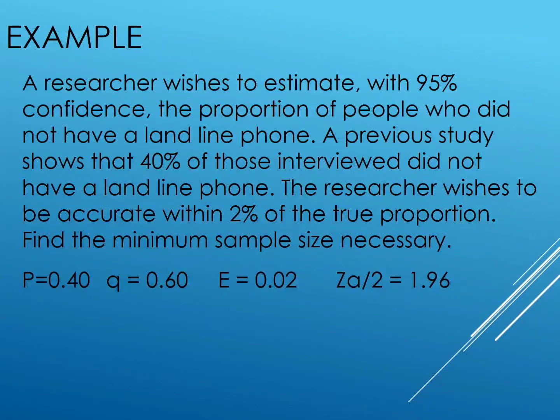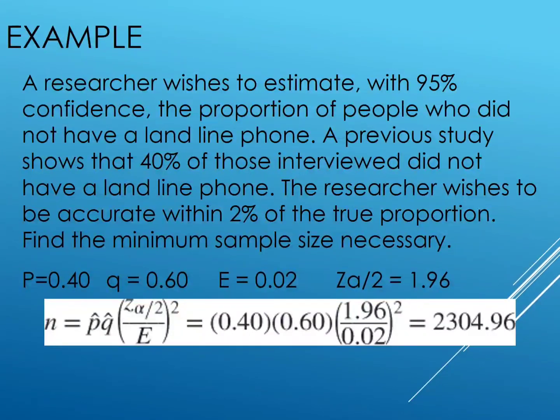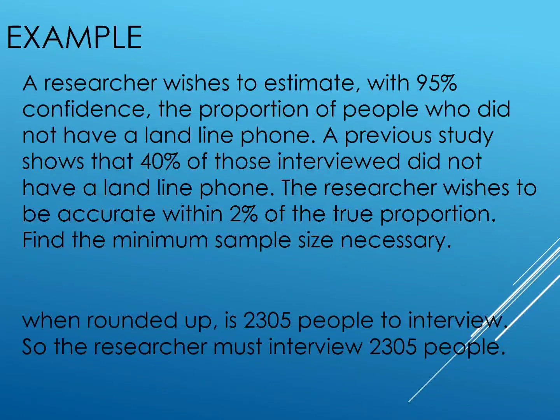So p is 0.40, q is 0.60, e is 0.02, my critical z is 1.96. So all I have to do is plug this into the formula. P hat times q hat times 1.96 divided by 0.02 squared, which is 2,304.96. Now again, you can't really have a 0.96, so you round up to 2305 because we are talking about people here. So the researcher must interview 2305 people. Again, we can't have 0.96 people. So based on the context, you should round.